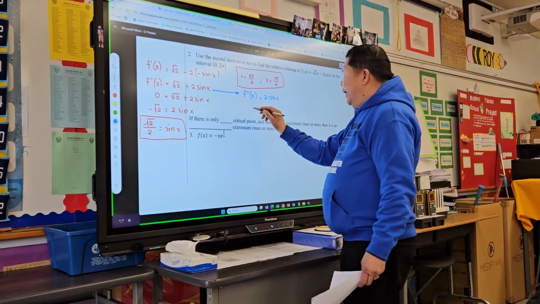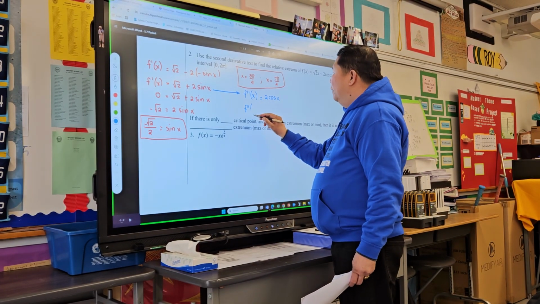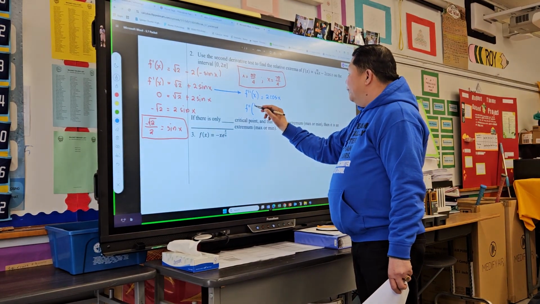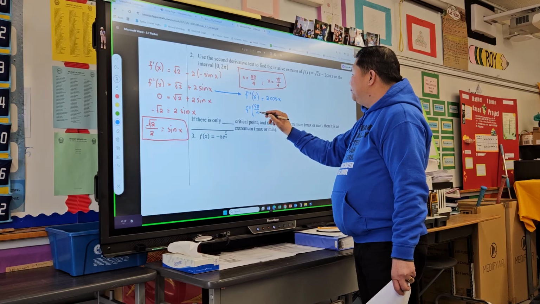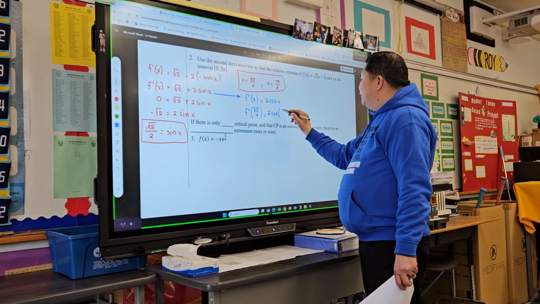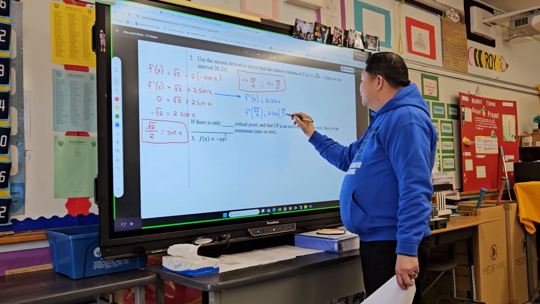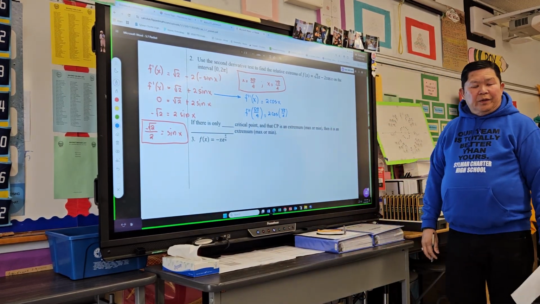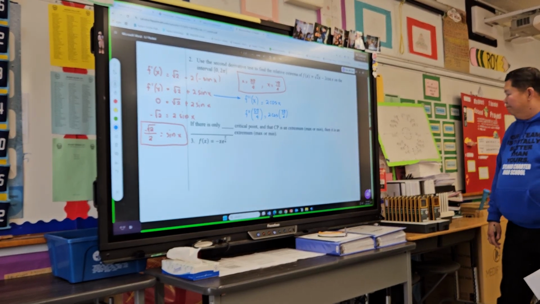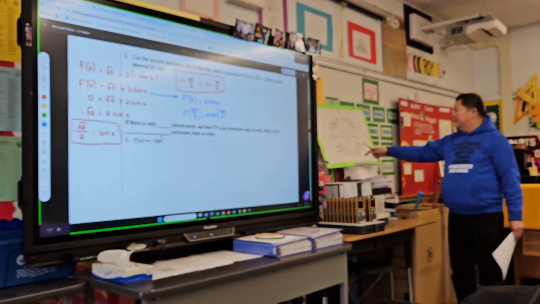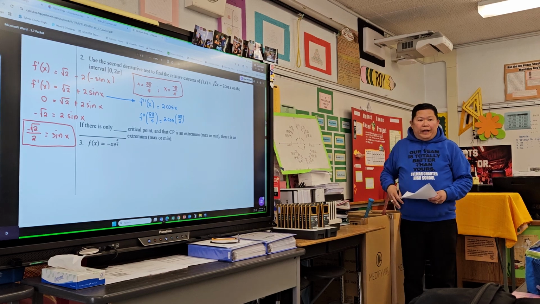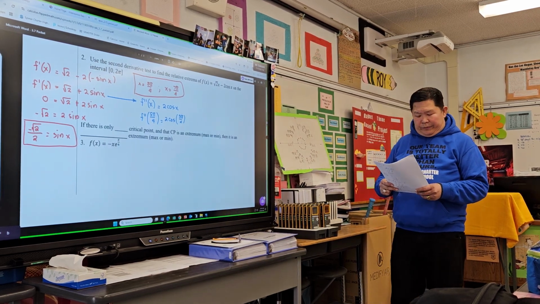So f double prime of the first critical point, which is 5 pi over 4, means 2 cosine 5 pi over 4. Get me, guys? But what is cosine 5 pi over 4? Negative, right? Both sine and cosine are negative at 5 pi over 4.